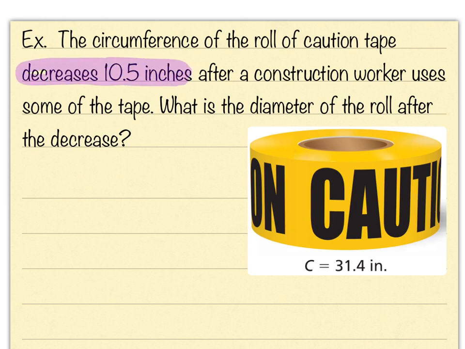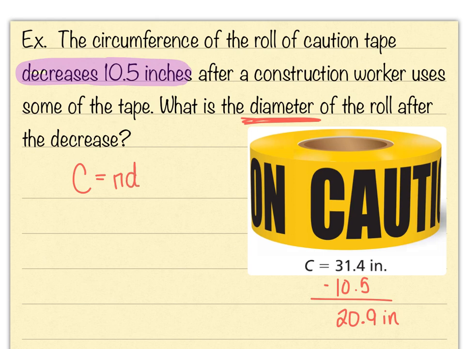Okay, so we're just going to subtract 10.5 inches from 31.4 inches. And that's going to give us a new circumference of 20.9 inches. And then it wants us to find the diameter of the roll of caution tape now that it's 20.9 inches. So my circumference formula is C equals pi times D. And normally I would plug in for D here, multiply by pi, and find circumference.